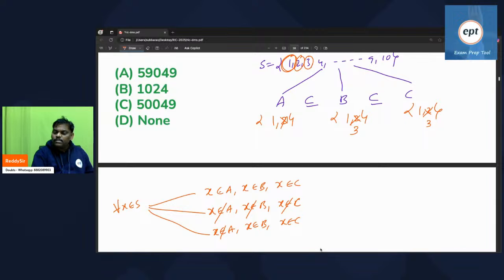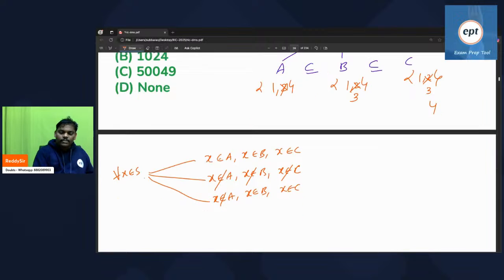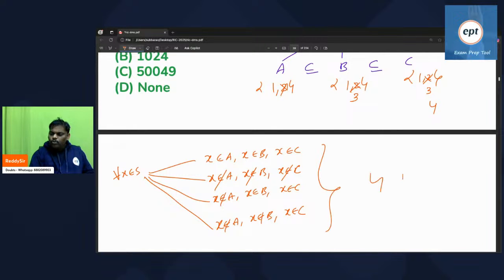One more case is, if you take 4, 4 is there only in the last. X does not belong to A, X does not belong to B, but X belongs to C. Exactly. 4 possibilities.